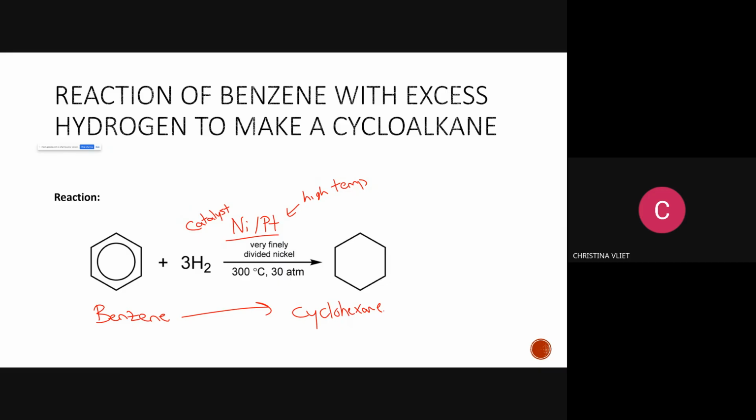So it might be covered later, but what does something like K2Cr2O7 do to benzene? Nothing. Okay.